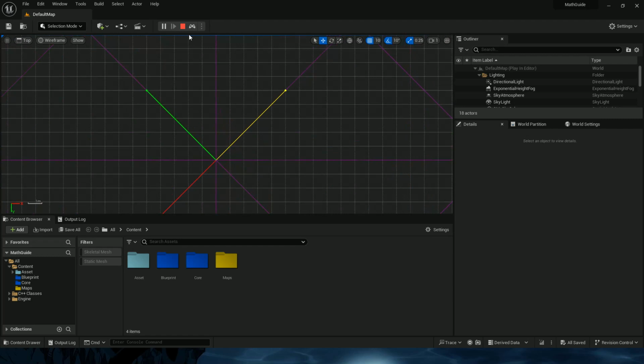I hope you got the concept of the reflection ray, like how this works in a game engine. So this was it for today.